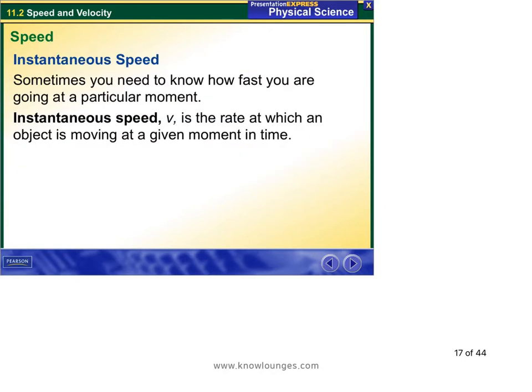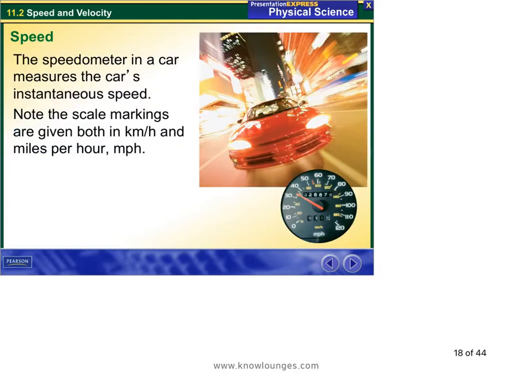Another major type of speed is instantaneous speed. Instantaneous speed is the rate at which an object is moving at a given moment in time. A car's speedometer measures instantaneous speed. In the United States we usually use miles per hour, but most speedometers also give kilometers per hour.